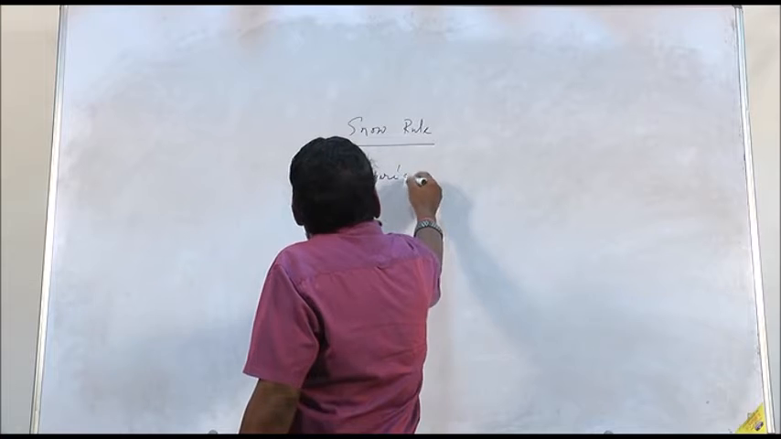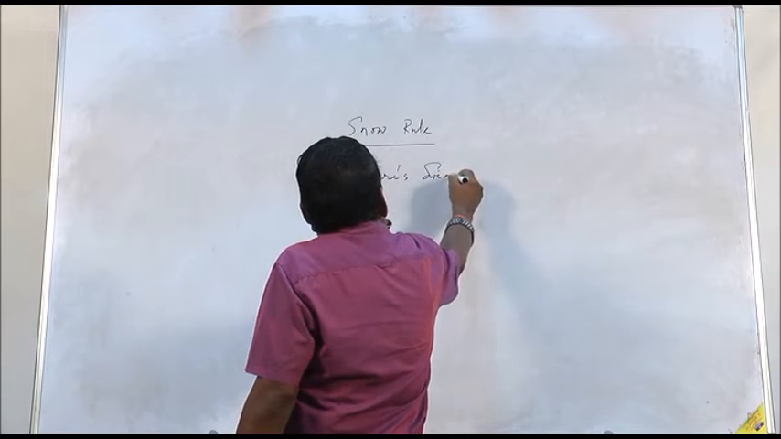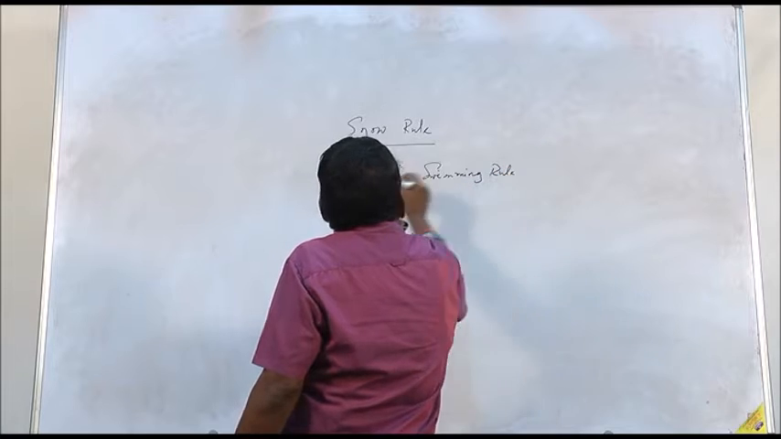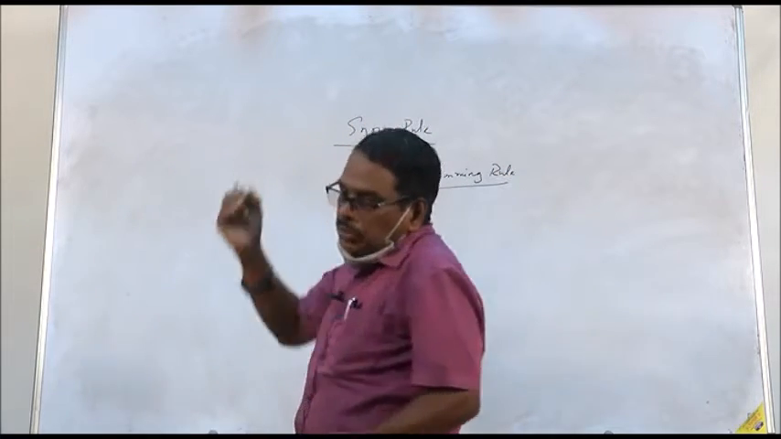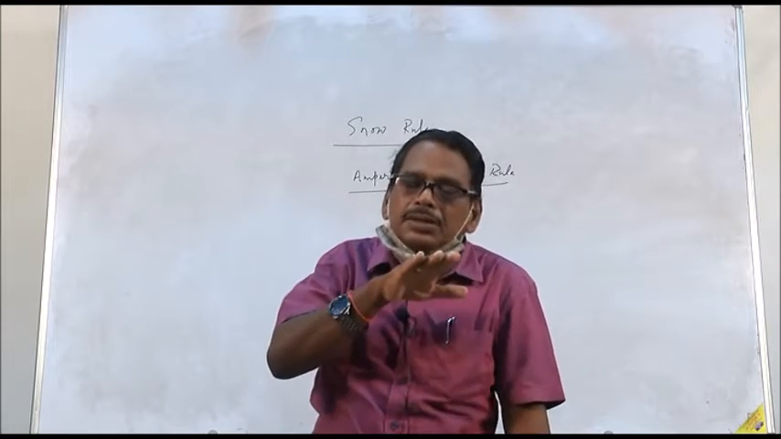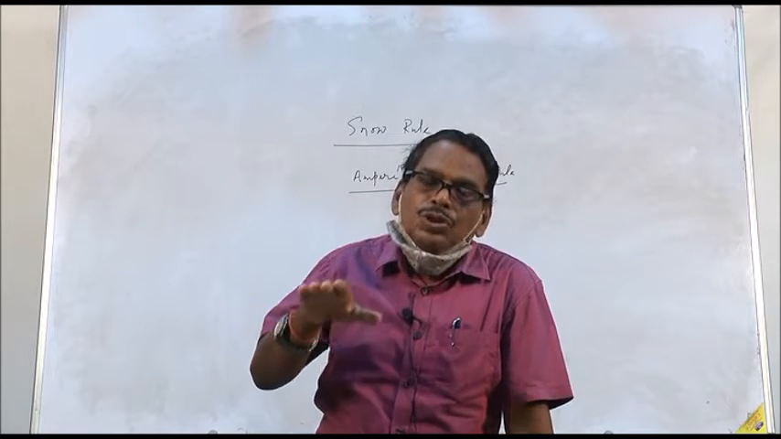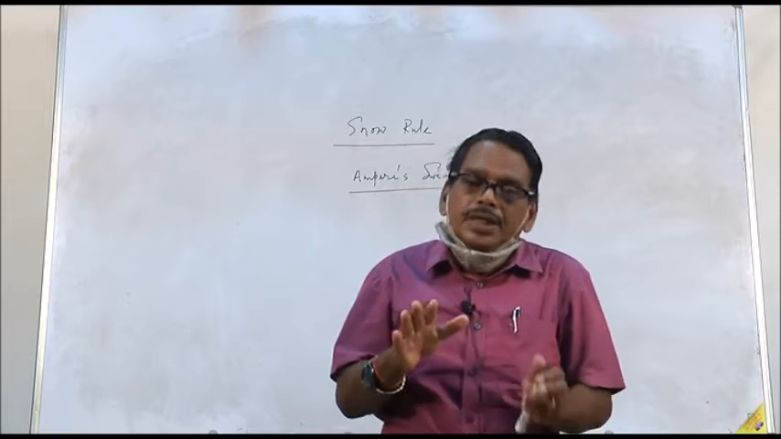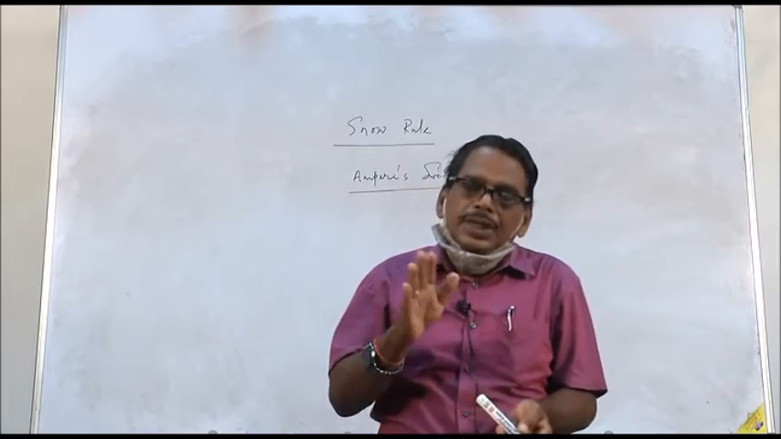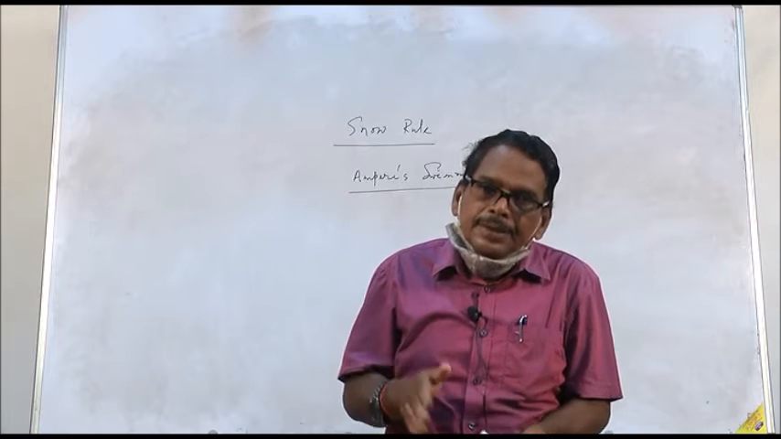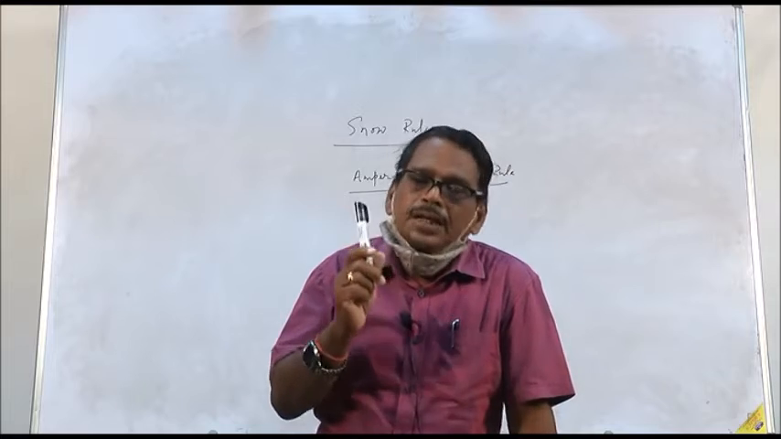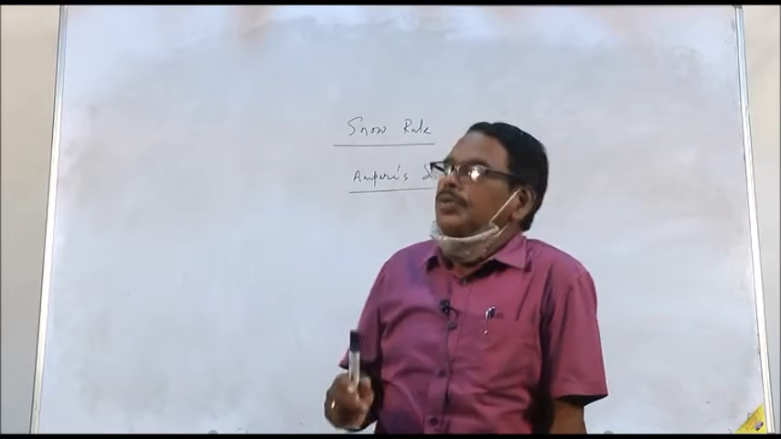Another rule is Ampere's swimming rule. By this rule, you can also know the direction of the magnetic field. What does Ampere's swimming rule mean? Imagine a man swimming along the direction of current with his face turned towards the needle magnet. If the current flows from foot toward the head of the man, then the north pole of the needle magnet gets deflected towards the left hand of the swimmer. This is Ampere's swimming rule.